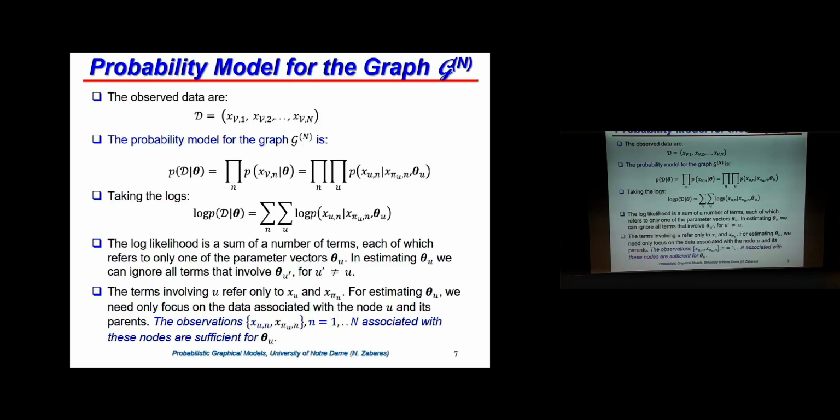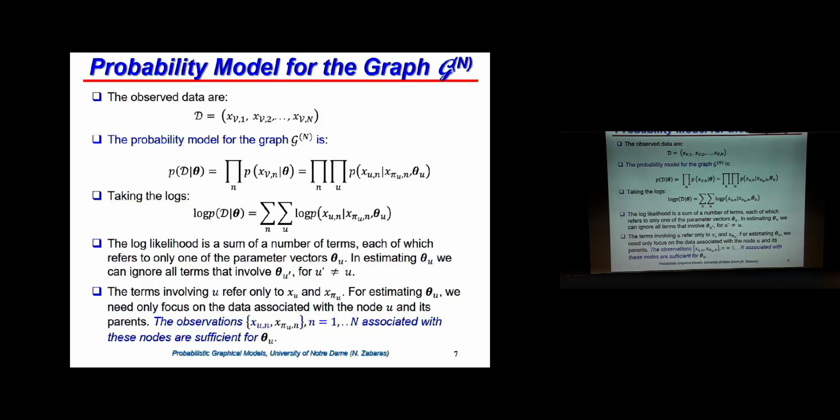And this distribution for this replica n is written in the classical way as the product of the x_u for every node u given the parents, all right? And theta_u are the parameters that define that conditional distribution. So we take the log likelihood, all right? The products become summations. It looks like that.